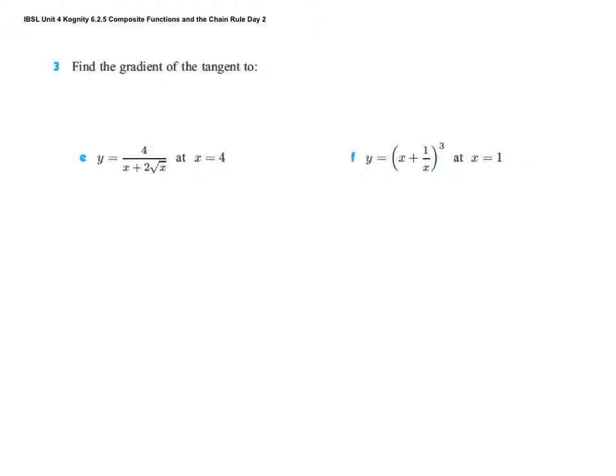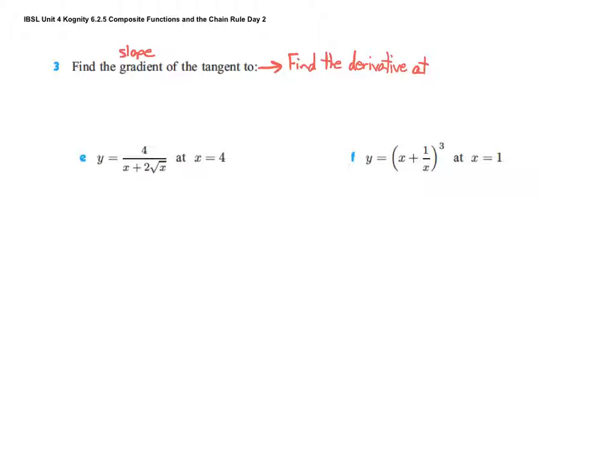All right. Now, just a reminder here, what are we trying to do if we're finding the gradient of the tangent? It's the slope, okay? Gradient is the slope of the tangent, and that means you're finding the derivative at a point. Okay? Find the derivative at a point.